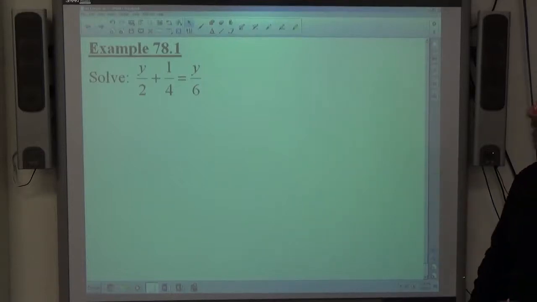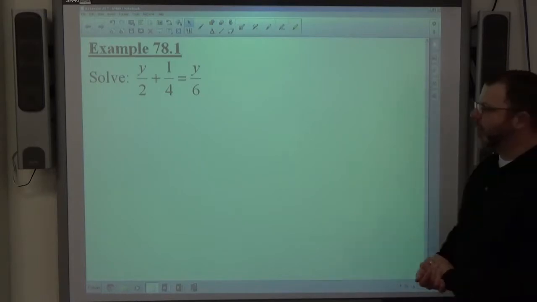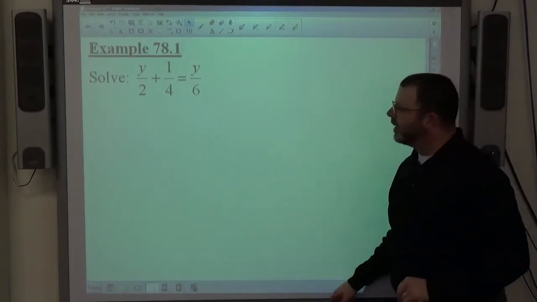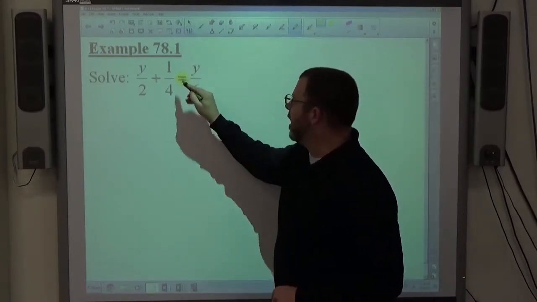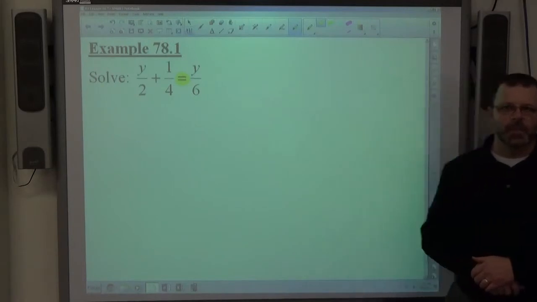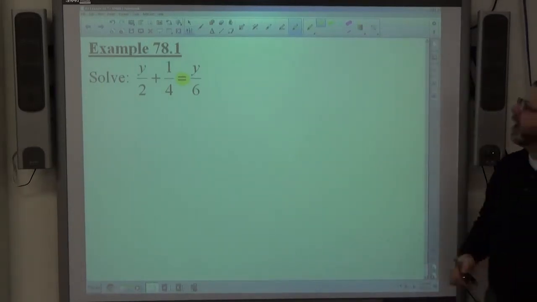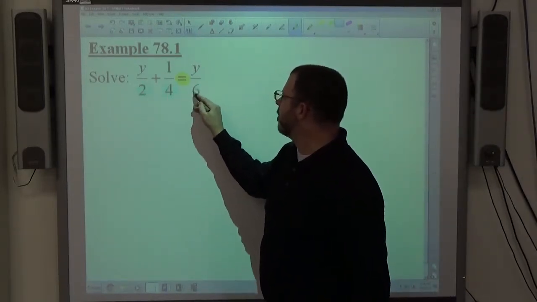Example 1 for lesson 78, solve y squared plus 1/4 equals y over 6. The recommendation for an equation involving fractions is to get rid of the fractions. The requirement for getting rid of fractions is simply there has to be an equal sign. If you have a problem that has an equal sign in it, you are allowed to get rid of fractions. And getting rid of fractions is simply a matter of finding the least common denominator of all the denominators.